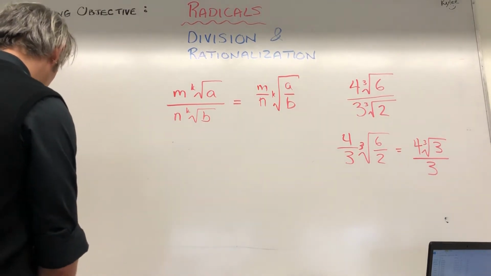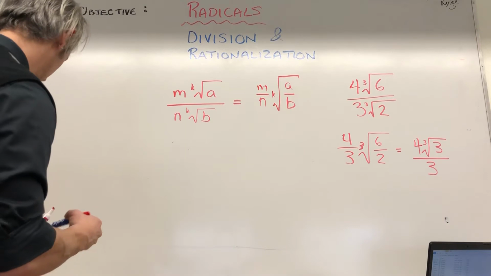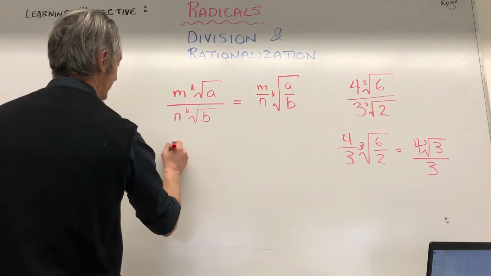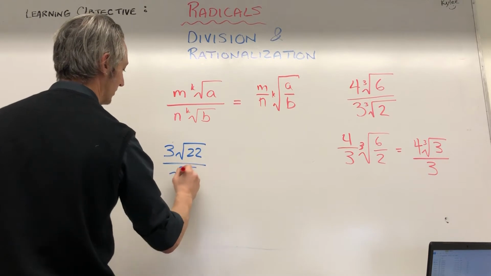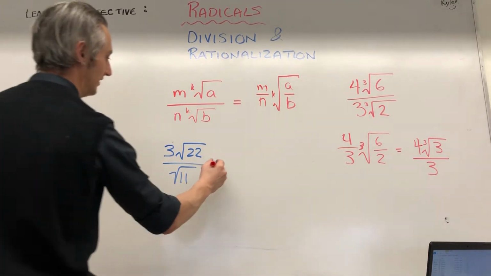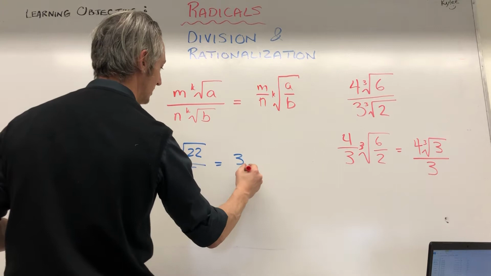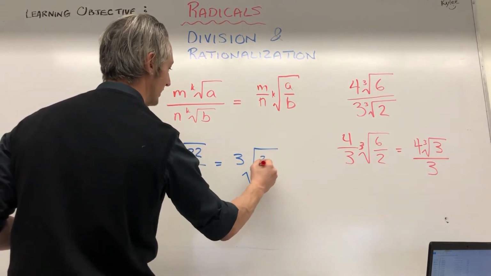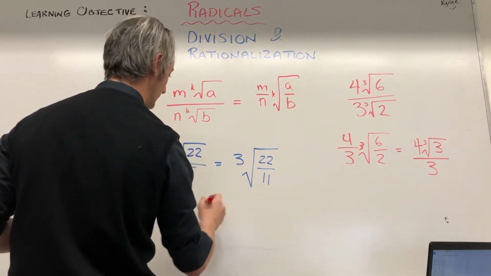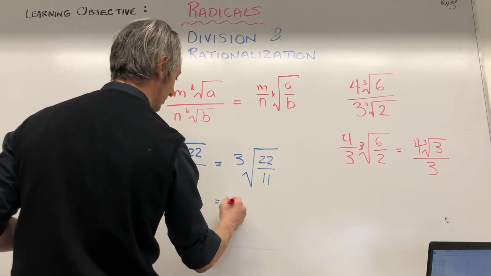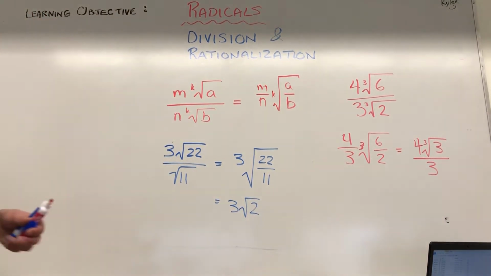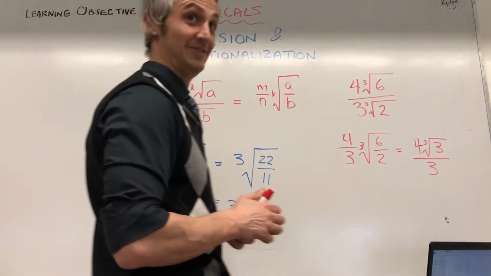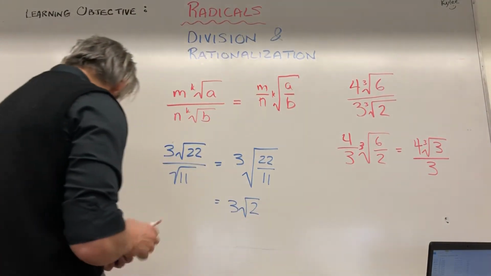So let's do another example. Let's say I had 3 root 22 over root 11. Well, in this case, this can be rewritten as 3 square root of 22 divided by 11, which is 22 divided by 11 is 2. So it's 3 root 2. That is division. You're super impressed, I know.